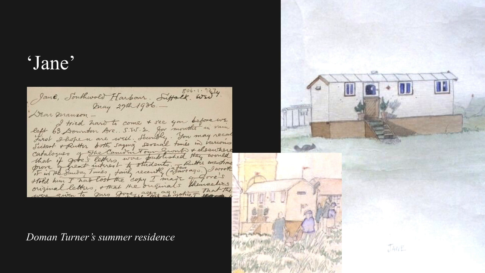And this shows Jane. What's really interesting about this is where Turner stayed when he came to Walberswick and Southwold. This was Jane, the cabin he used to stay at as his summer residence. In some of the letters he uses the address Southwold Harbour at the top, and this was, I think, a letter to Oliver Manson, the director of the Tate. We've always wondered, who is Jane? Is Jane a lady friend? But we don't think that's the case now. We just think that was the name of the cabin. We also know that he stayed at Harbour View, I believe, and we'll show you some work from that as well.